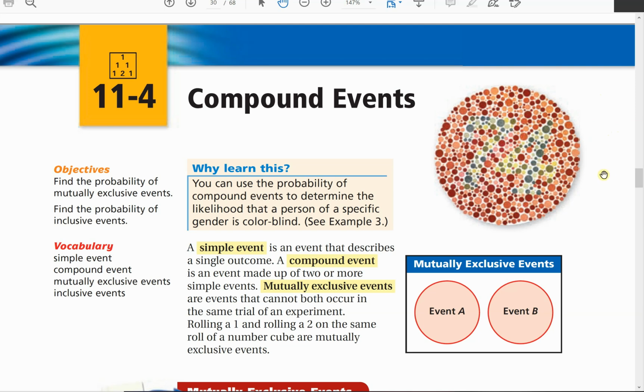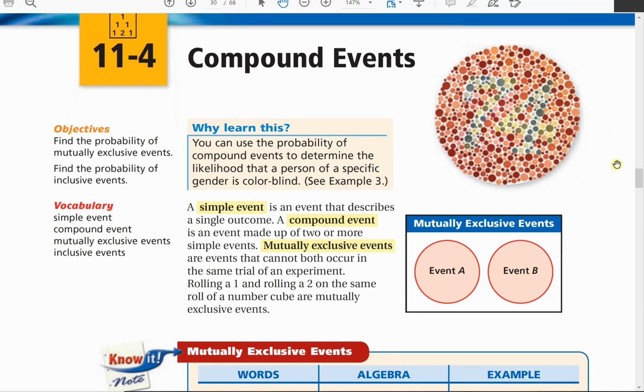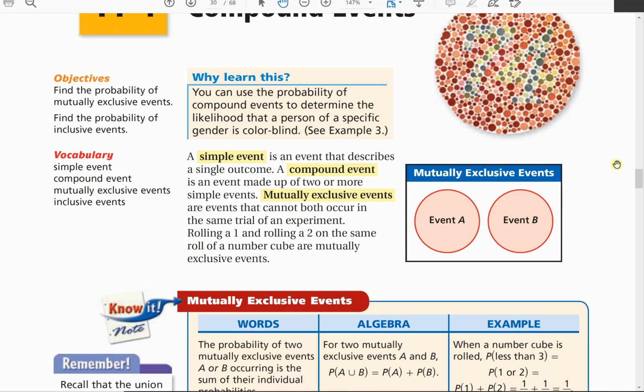Drawing a card from a deck, rolling a die, flipping a coin, those kinds of things. A compound event is an event that is made up of two or more simple events. And there's two types of compound events. The first is what we call mutually exclusive events. These are events that cannot both occur in the same trial of an experiment.